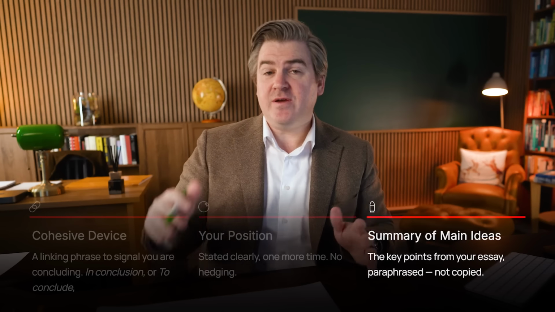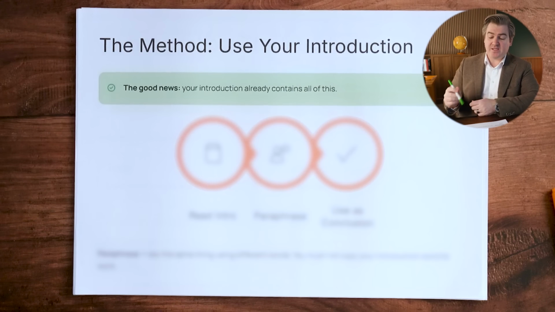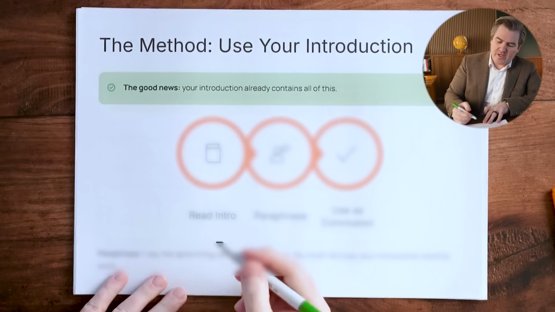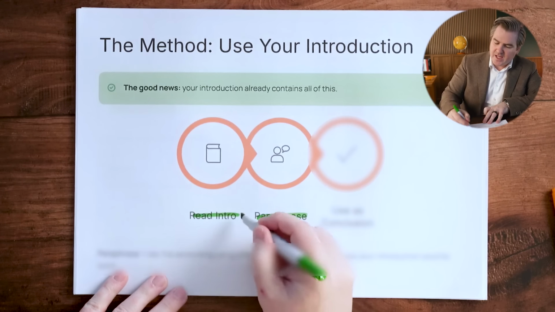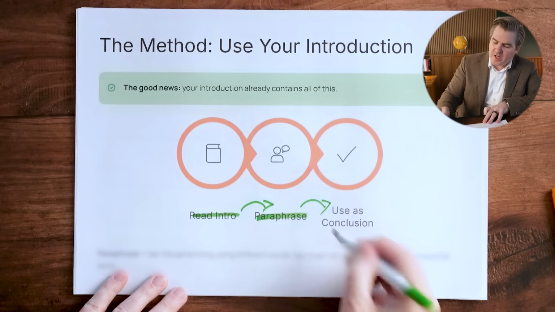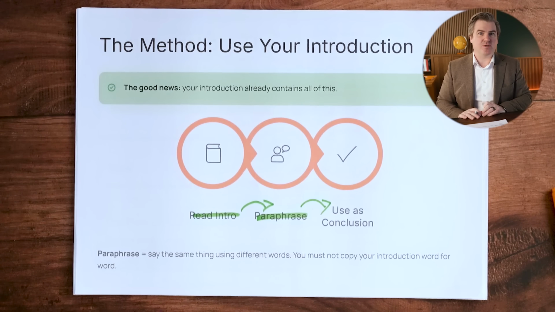And then element 3, we're going to summarize our main ideas. And how we do this again is we just use our introduction. So all we have to do is just read our intro, paraphrase it, and put it into our conclusion. Don't worry again about repeating ideas, we've already covered that, but try and vary your vocabulary as much as you can. But before I show you what to do, again, I want to show you what not to do.